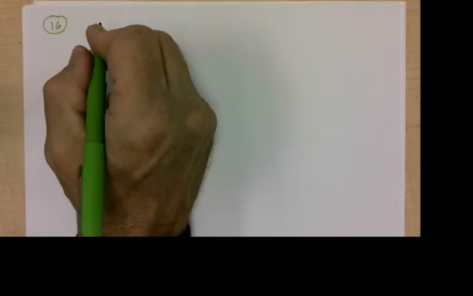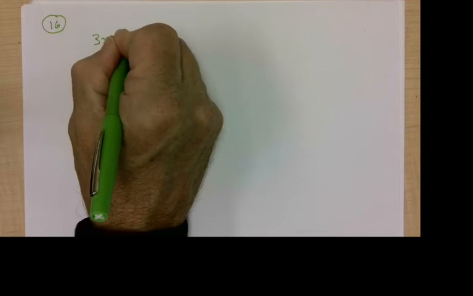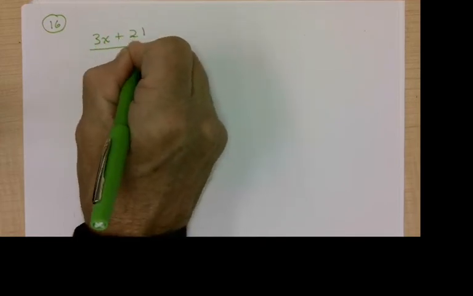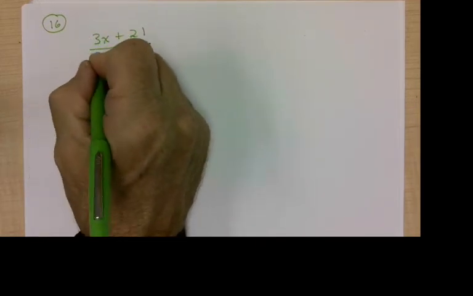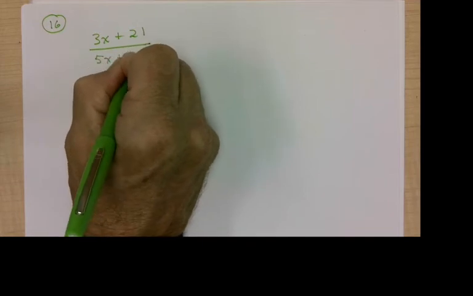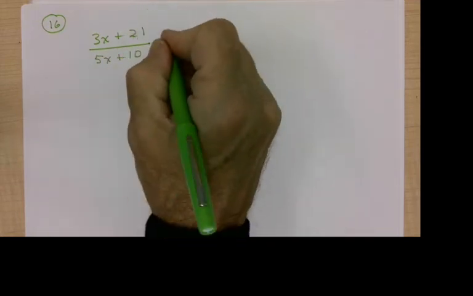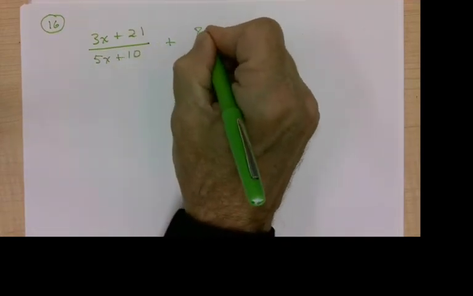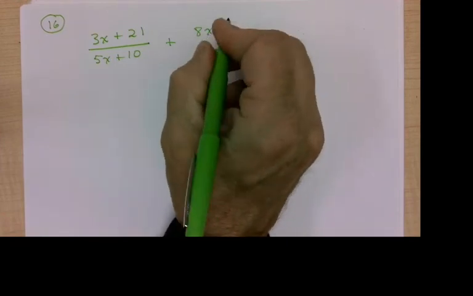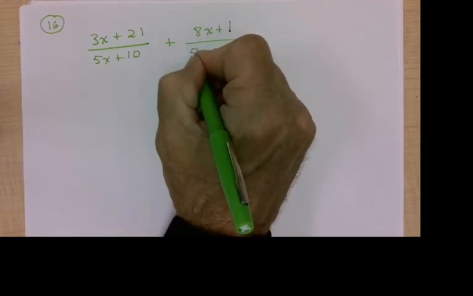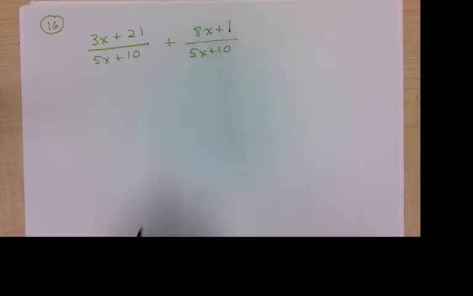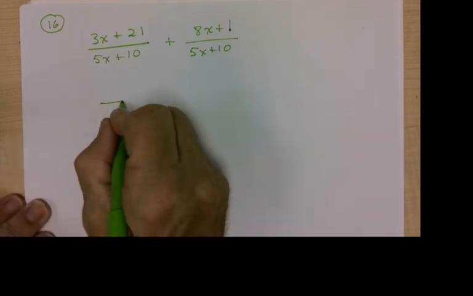We have (3x + 21) over (5x + 10) plus (8x + 1) over (5x + 10). So you'll notice we have a common denominator. That's often our goal. We have the common denominator, so we're going to express this with that common denominator.